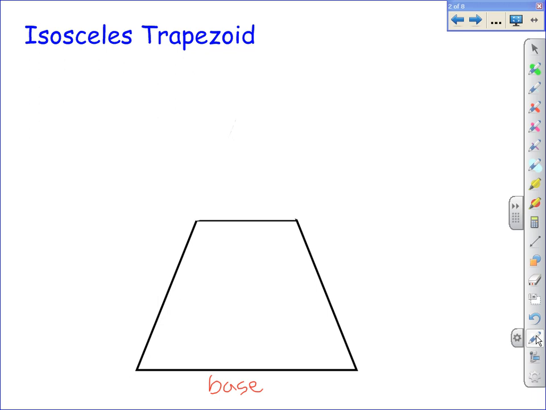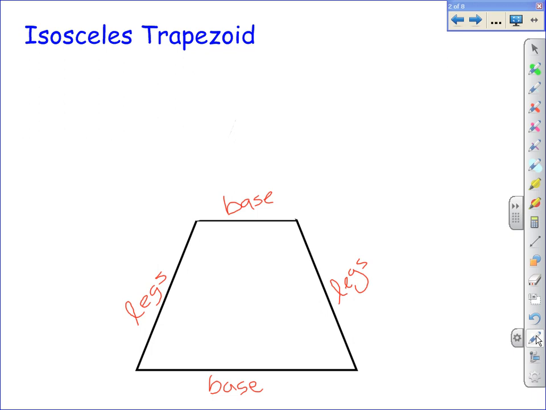Okay? Now, the sides of the isosceles triangle were called the legs. These are still the legs. But the top and bottom both now are bases. So we have to make sure that we know this vocabulary and which parts of the trapezoid that we're talking about.